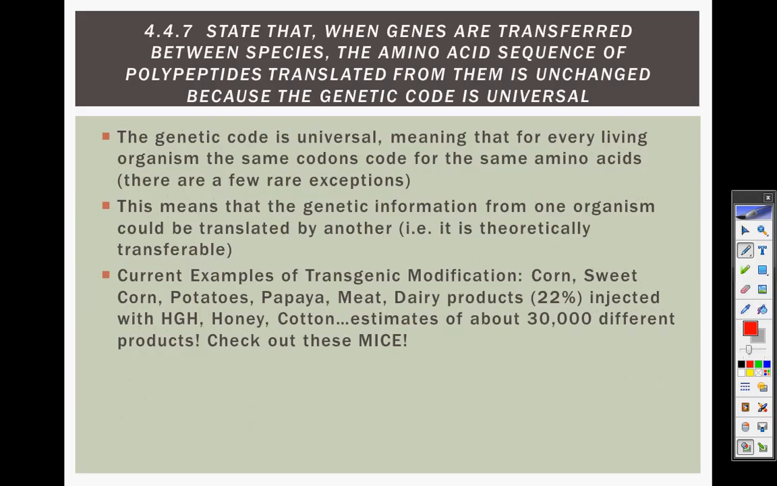4.4.7, state that. I love to state that. Those are my favorite. When genes are transferred between species, the amino acid sequence of the polypeptides translated from them is unchanged because the genetic code is universal. What does that mean?